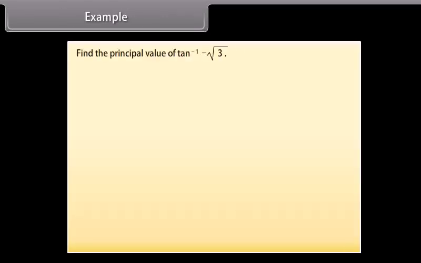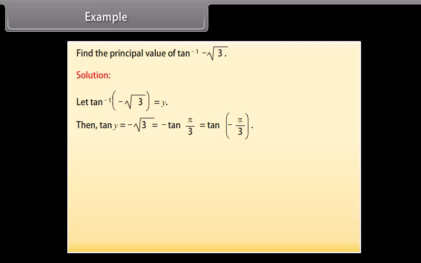Example. Find the principal value of tan inverse of -√3. Solution. Let tan inverse of -√3 is equal to y. Then tan y is equal to -√3 is equal to minus tan pi by 3 is equal to tan minus pi by 3.